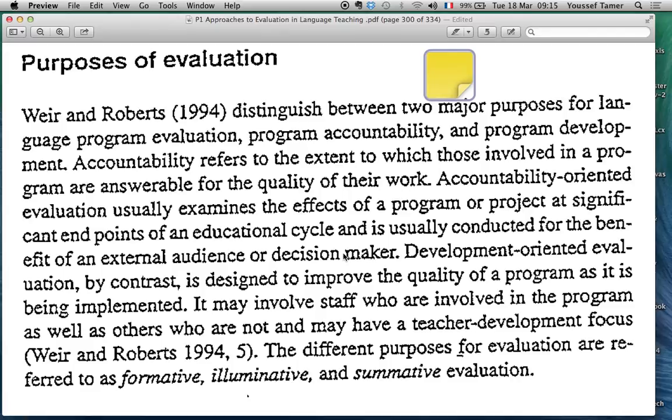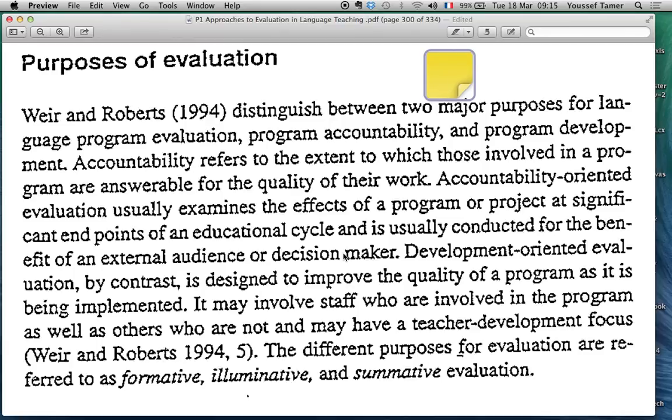Okay, program accountability, just to make the story short, you know, every time the UNESCO and so on, they come and tell you the results about education in Morocco. Students are low, high. This is it. Okay, it goes within this scope. Accountability refers to the extent to which those involved in the program are answerable for the quality, because the purpose of those UNESCO researchers and so on is to investigate the quality of the teaching process and learning process of the education system as a whole. So this is what is meant by program accountability.